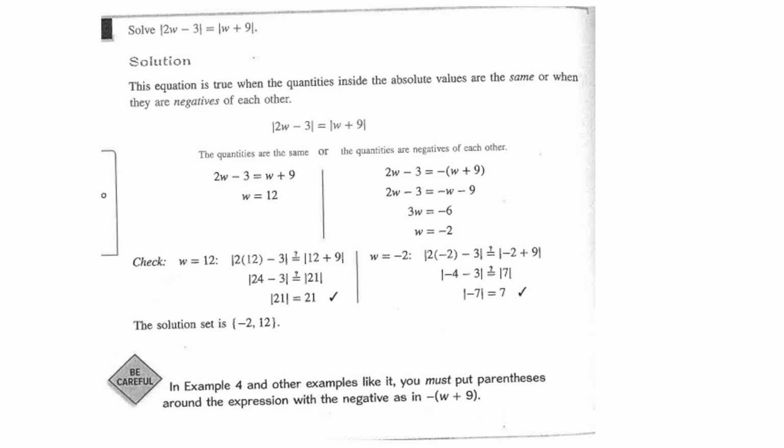And it is important that you must put parentheses around the expression with a negative, as in this problem, negative parentheses w + 9 in parentheses.